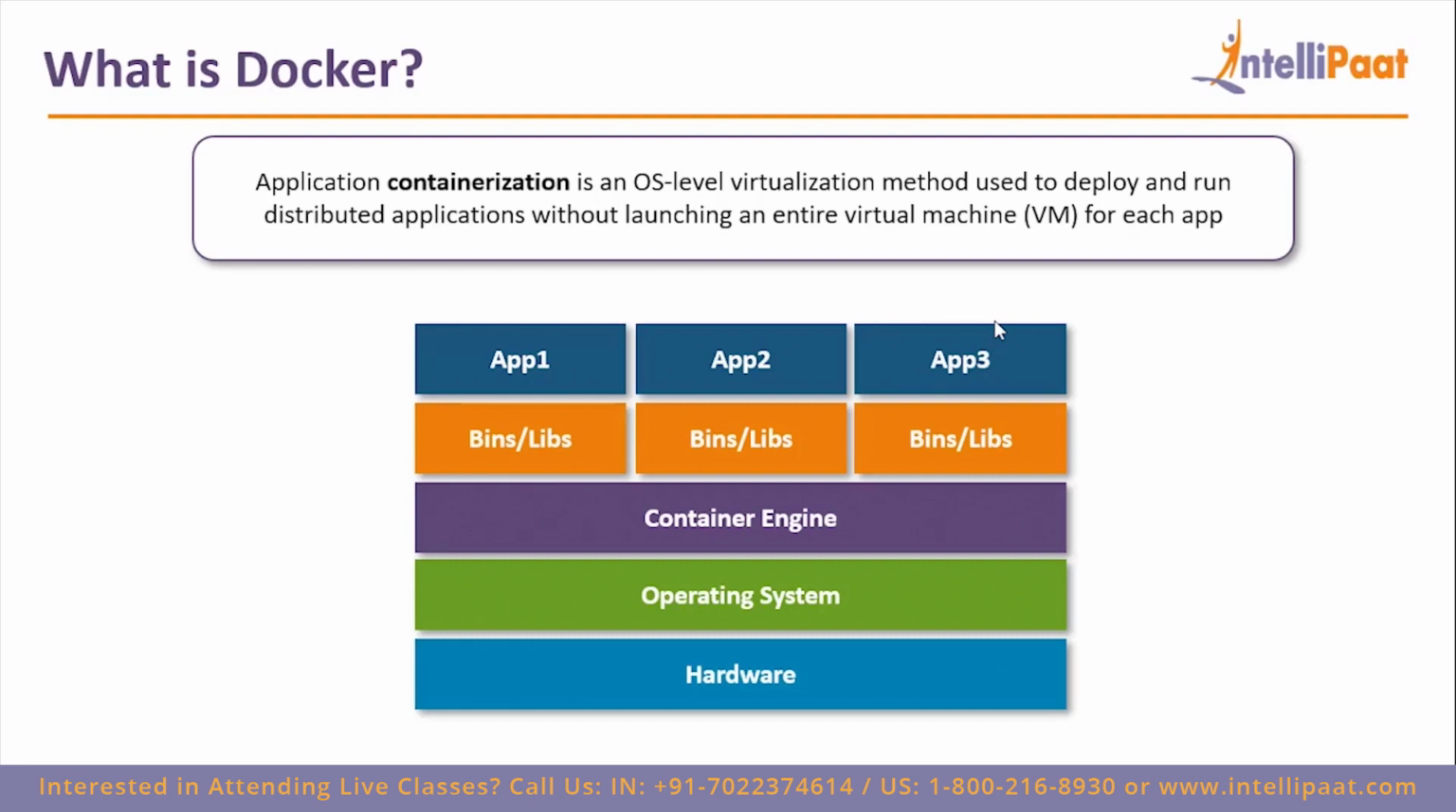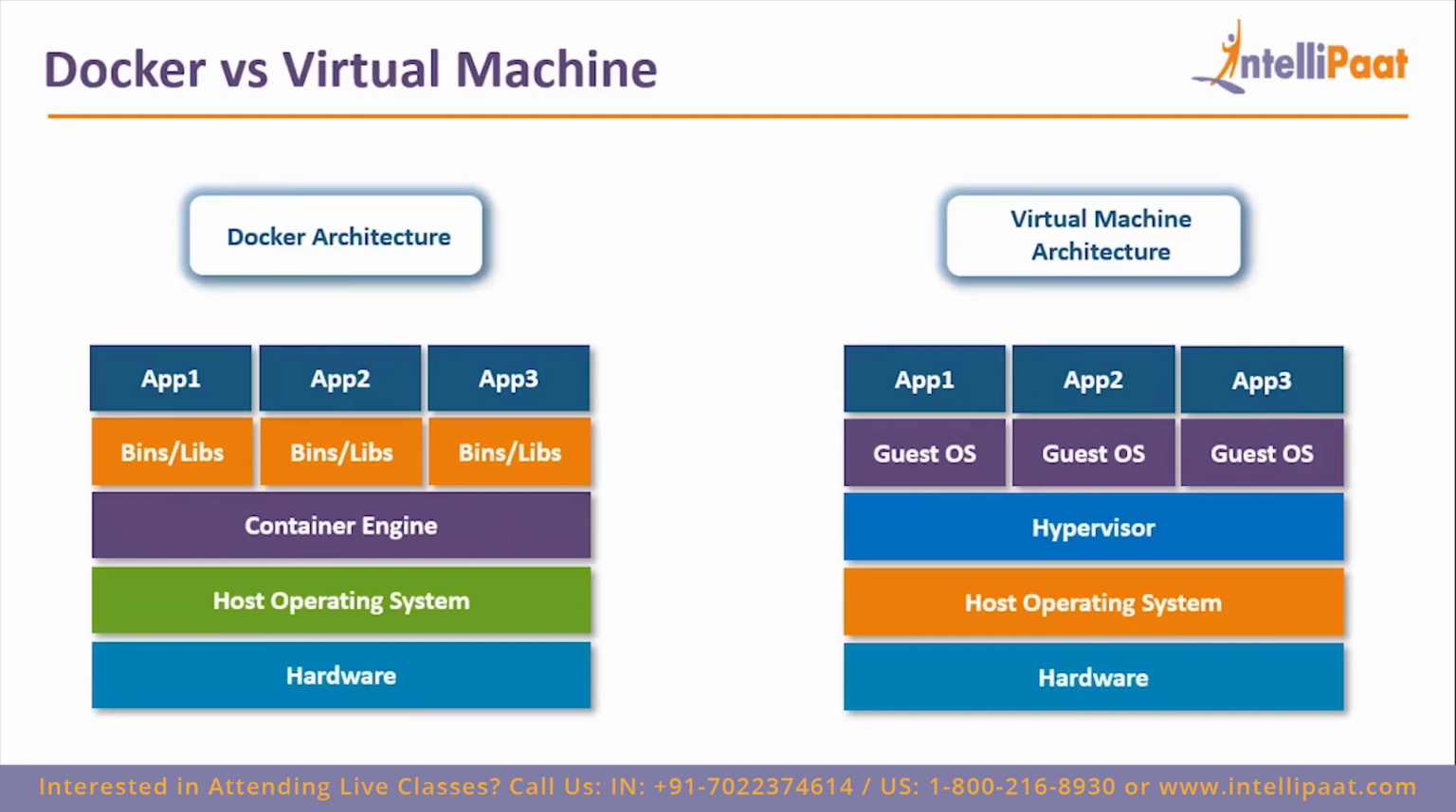So this is the architecture for a Docker container or a container in general. And now let us compare it with a VM, right? I gave you the example of VM when I said that VMs are heavy in nature. So let us understand how containers are different from VMs. All right, so on the right side, you can see the architecture of VM, guys.